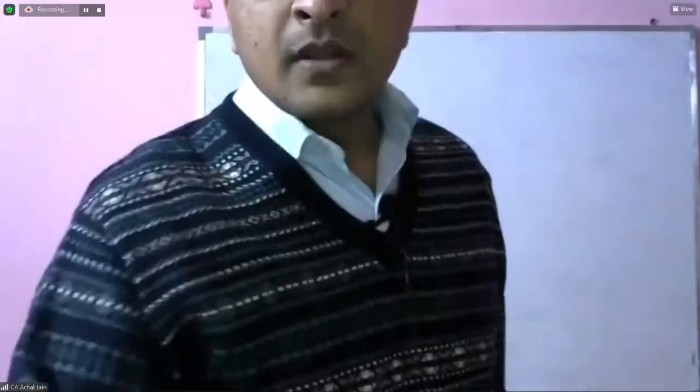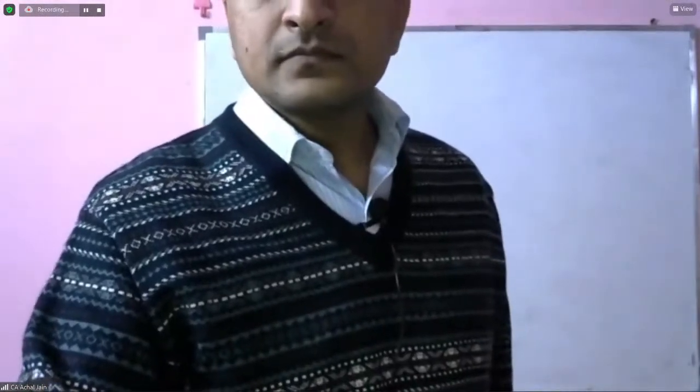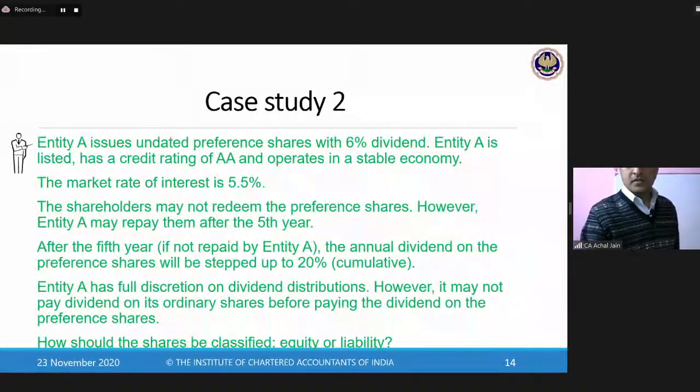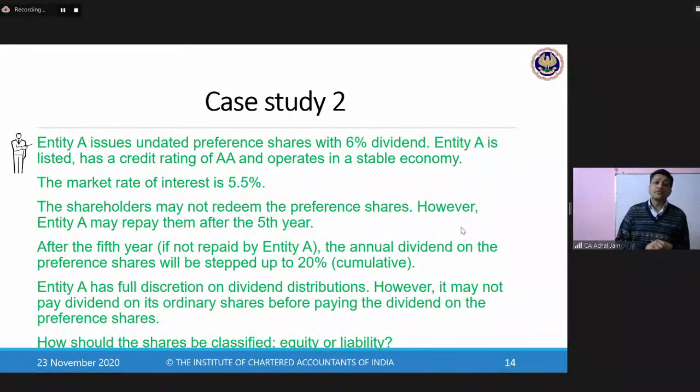Okay, so now I'll start with one more illustration. Yes, this illustration which is there in front of you. I would request all of you to solve this and let me know what's the answer. Entity A issues undated preference shares with 6% dividend.